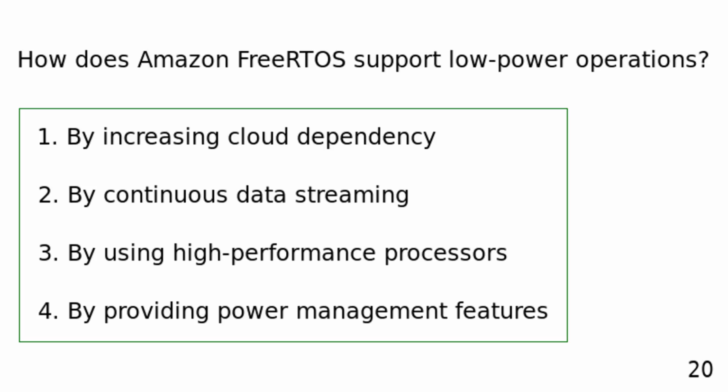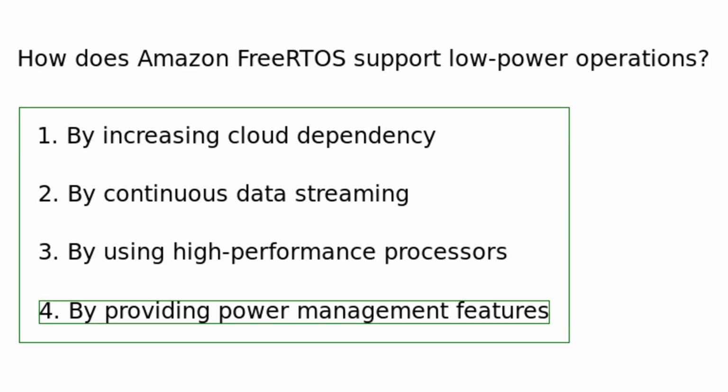How does Amazon FreeRTOS support low-power operations? By increasing cloud dependency. By continuous data streaming. By using high-performance processors. By providing power management features. Amazon FreeRTOS includes power management features to support low-power operations.